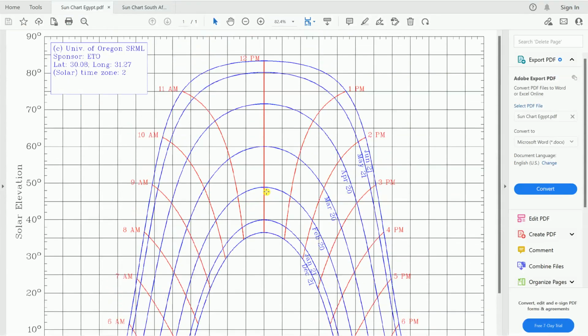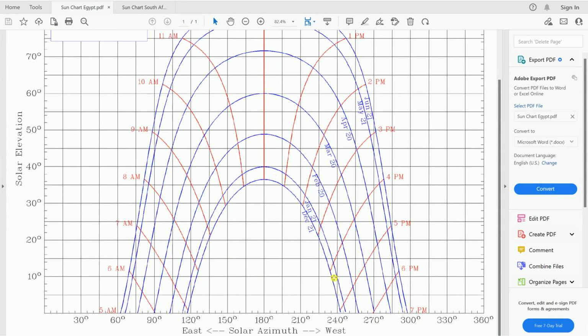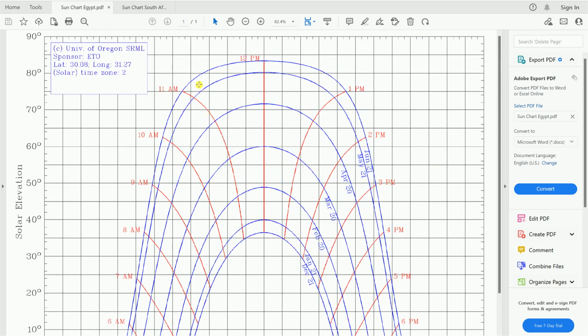Now let's compare Egypt, which is my own country in the northern hemisphere, with the other case, South Africa, which is in the southern hemisphere. This one is a chart for Egypt, as you can see, with its latitude and longitude, and this one is December 21. Each of these curves represents a sun chart for a specific day: June 21, May 21, April 20, and for example here, the 20th of March.